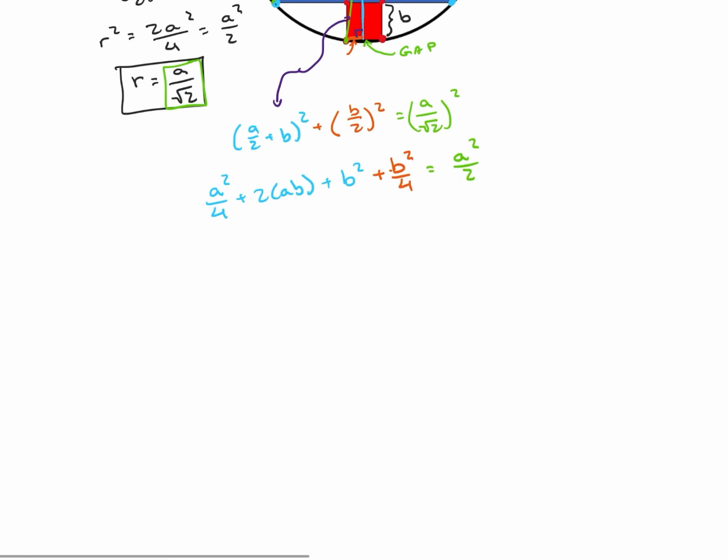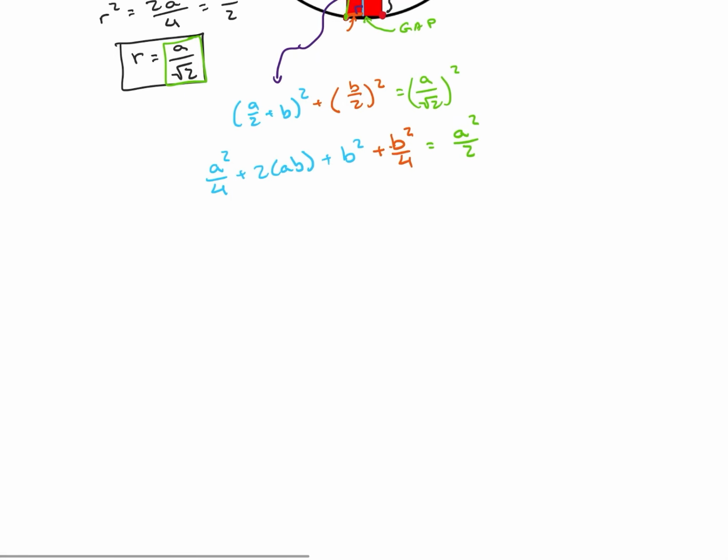So what I'm going to do now is write everything on one side of my equation, so I'm going to have 0 eventually. A squared over 2 minus A squared over 4 is going to give me A squared over 4. I then have 2AB over 2, so I'm going to take this guy, and that's kind of by itself, so I'm going to have minus AB. And then I have these two guys that I'm going to combine. B squared plus B squared over 4 is 5B squared over 4. So it's going to be minus 5B squared over 4.